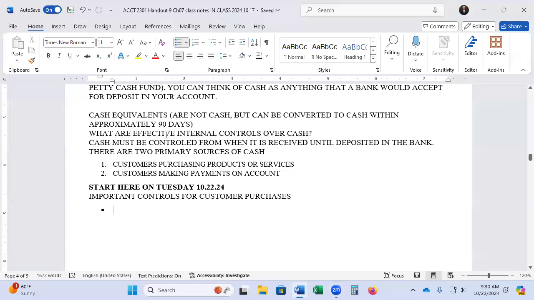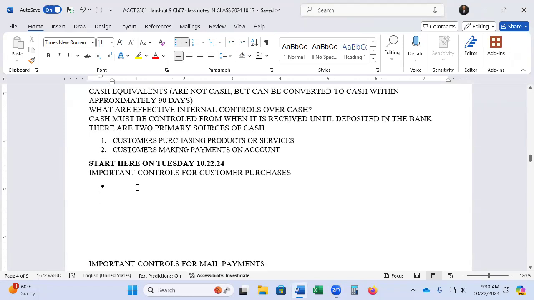If you take a step back, what we're looking at is effective internal controls over cash. Cash must be controlled from when it's received until deposited in the bank. So we start on page 4 of your notes. Does anybody not have a copy of the notes?